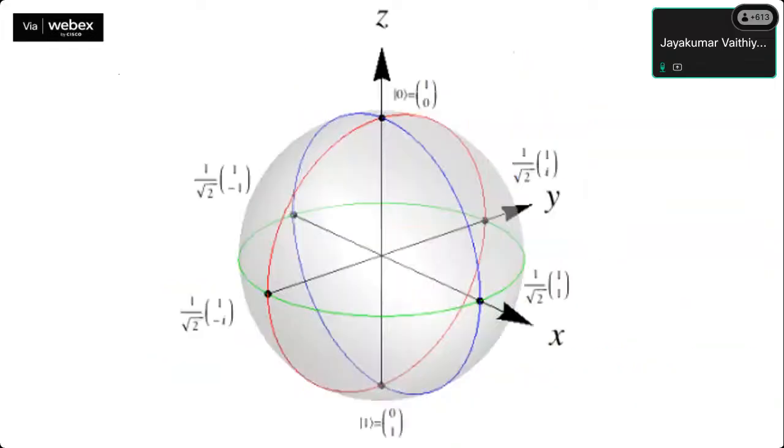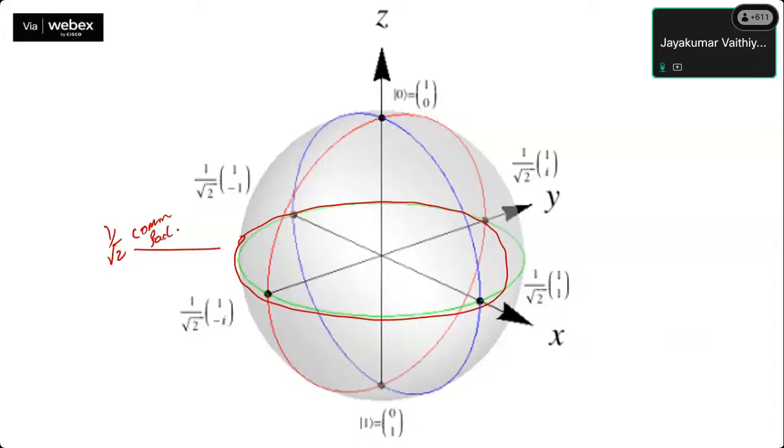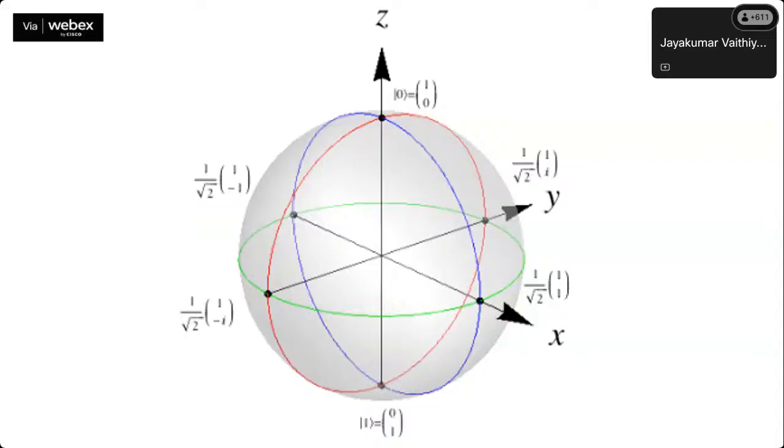So we can visualize the Bloch sphere in mathematical matrix form. State 0 is 1, 0, state 1 is 0, 1. Positive state is 1, 1 multiplied by 1 over root 2, and negative state is 1, minus 1 multiplied by 1 over root 2. Across the equator, 1 over root 2 is a common factor. I will explain the reason in a future class, so just note it down.